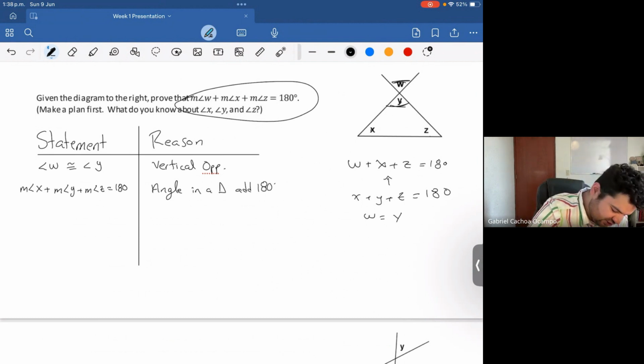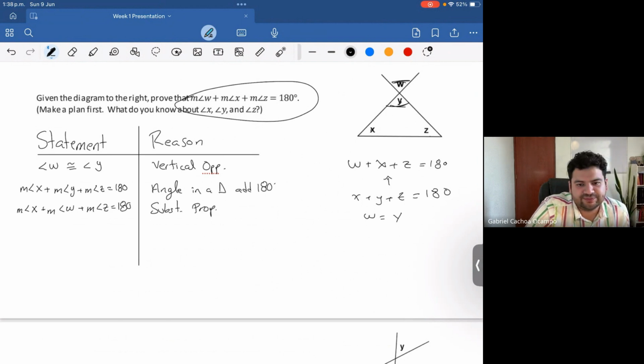Then we can just substitute. So we know that the measure of angle X plus the measure of angle W plus the measure of angle C equals 180 by the substitution property. And that is what we wanted to prove. Okay.